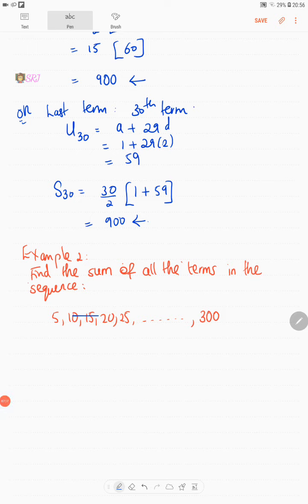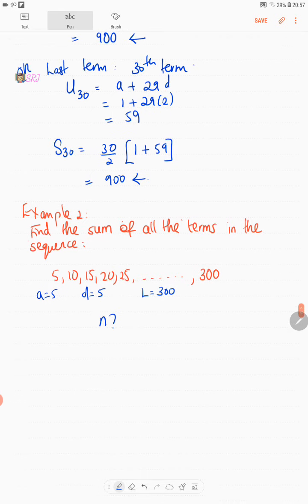We have a second example. Find the sum of all the terms in the sequence 5, 10, 15, 20, 25 up to 300. So clearly it is an arithmetic progression where the first term is 5, the common difference also is 5, and here we know the last term, it is 300. But the problem is that we don't know how many terms there are from 5 to 300. So here the number of terms n itself is unknown.